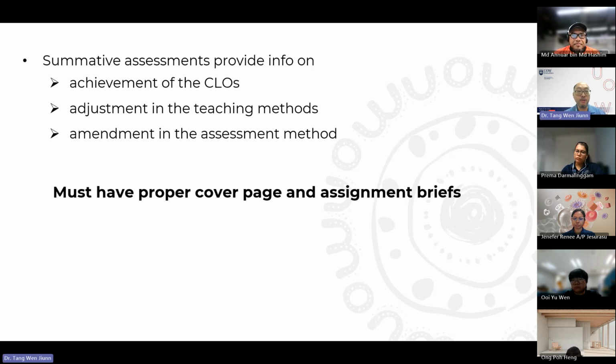But for the summative, where you need to check boxes on certain criteria, certain skills, then maybe you have your own rubrics. The rubrics should be standardized.